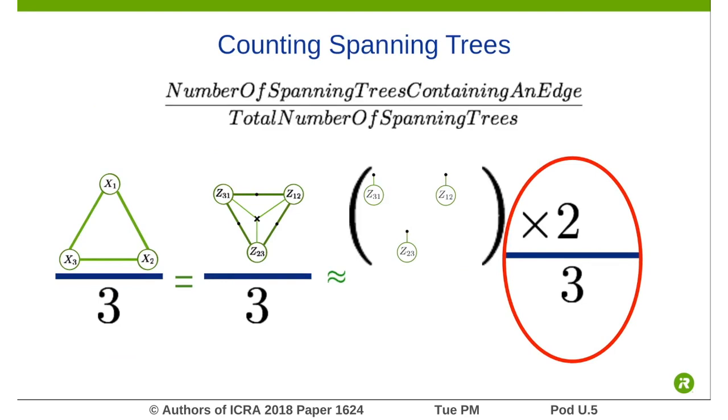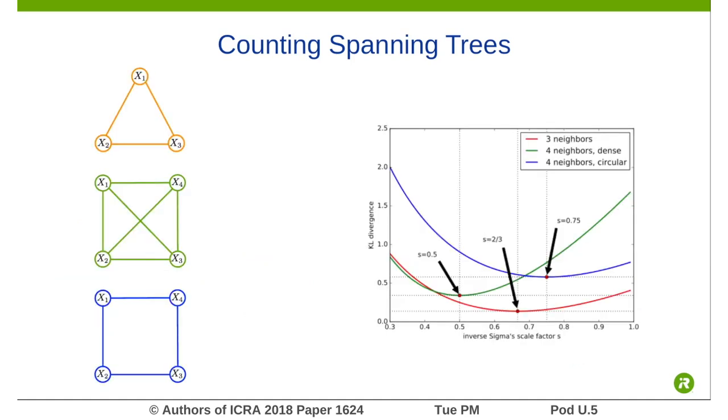Our contribution is a general formula to find the scale factor, which is the number of spanning trees containing an edge divided by the total number of spanning trees of the targeted absolute pose graph. That formula exactly matches with the optimal scale factors we discovered in our experiments on the simple pose graphs.